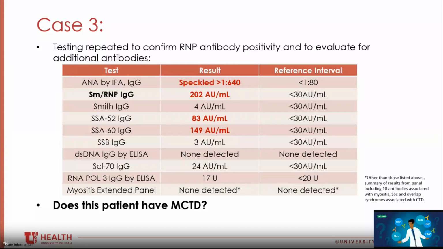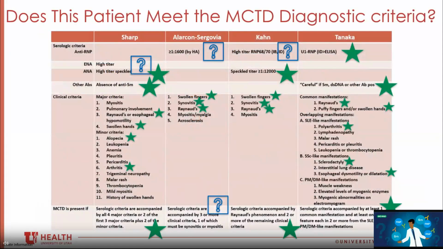Using the proposed criteria for mixed connective tissue disease demonstrates that, again, this patient is positive for RNP antibodies by ELISA, but it's difficult to say whether they would have been positive by hemagglutination or gel immunodiffusion. Additionally, this patient is positive for high titer speckled ANA and negative for Smith and double-stranded DNA antibodies, as well as for most other antibodies associated with connective tissue diseases, except for antibodies against SSA52 and SSA60. Thus meeting all of the proposed serologic criteria for mixed connective tissue disease.